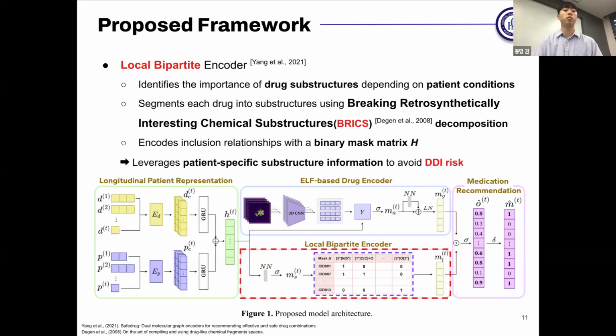Complementary to the ERF-based encoder, we also design a local bipartite encoder. This module identifies the importance of drug substructures depending on the patient's condition. We encode the inclusion relationship with a binary mask matrix. In this way, the model leverages patient-specific substructure information to avoid DDI risk.